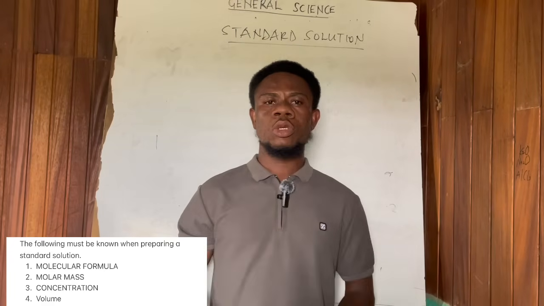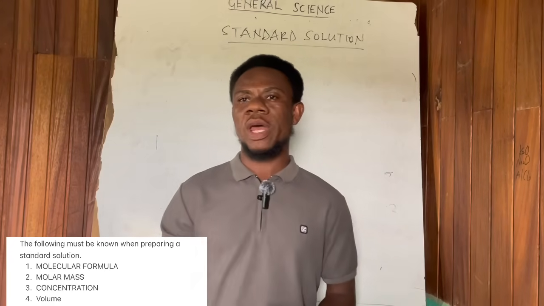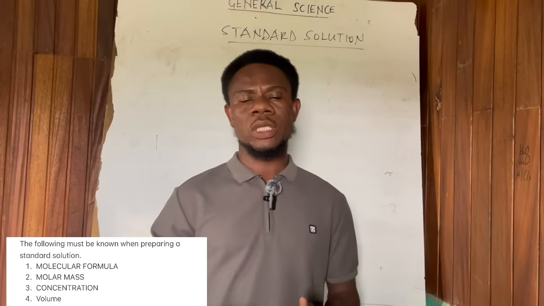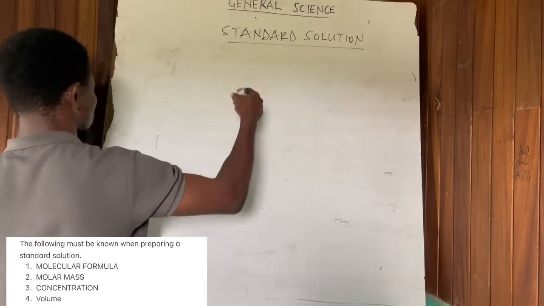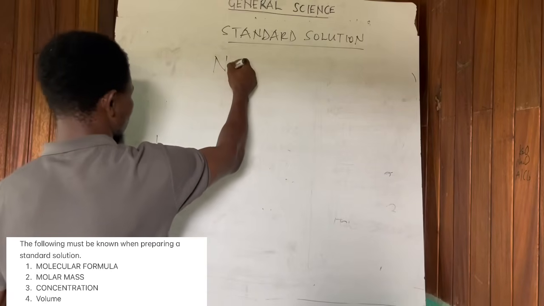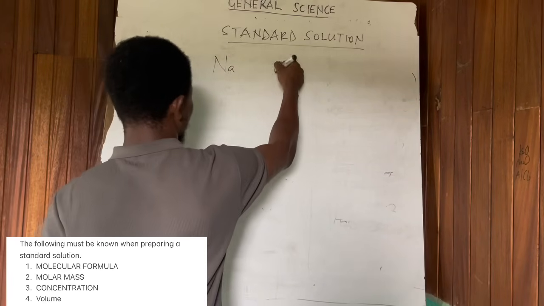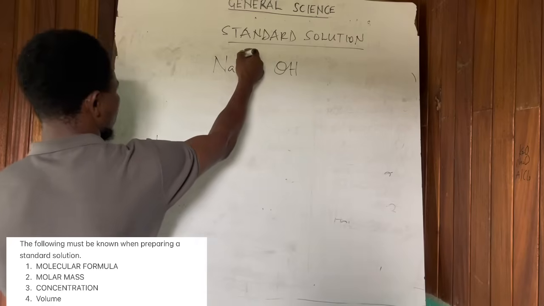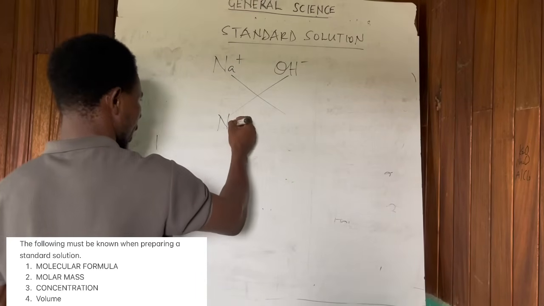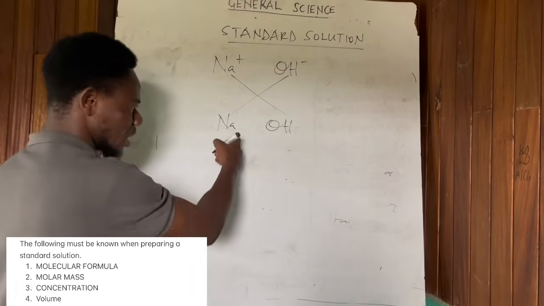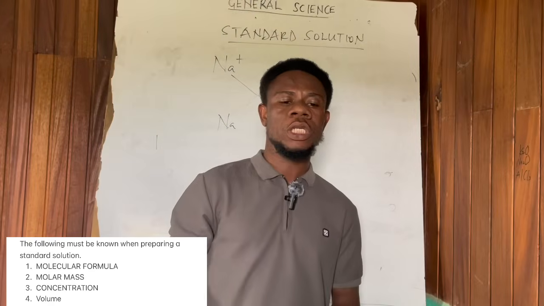So let's take for instance sodium hydroxide. If you want to prepare sodium hydroxide, you have to know the molecular formula of sodium hydroxide. Sodium is Na, hydroxide is OH. Sodium has a charge of plus, hydroxide is minus. We do our cross, we get our NaOH. So this is our molecular formula for the compound.